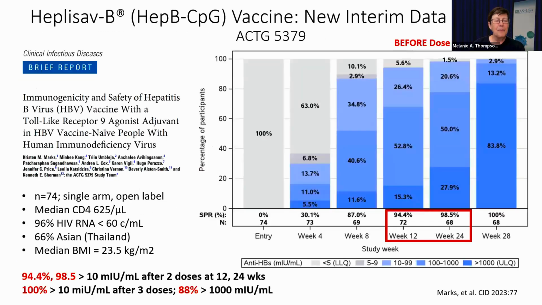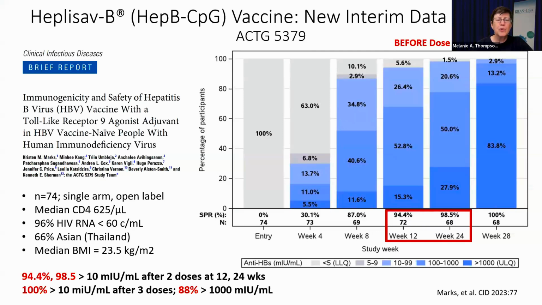And these are the data that are likely to change our practice. This is an interim report from an ACTG study. It is a single-arm study, open label, in 74 people. And note that these people had pretty high CD4 counts, so in the 600s as a median. And they almost all had viral suppression. And interestingly, 2/3 of them were from Thailand and had a pretty low median BMI, which is different than for America, and particularly here in the South.